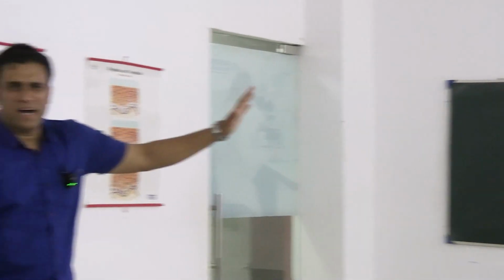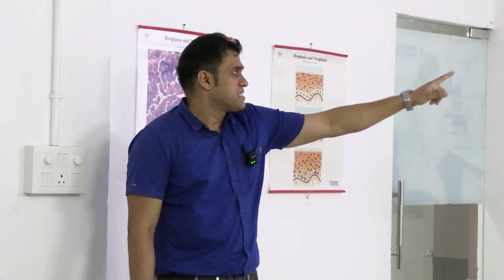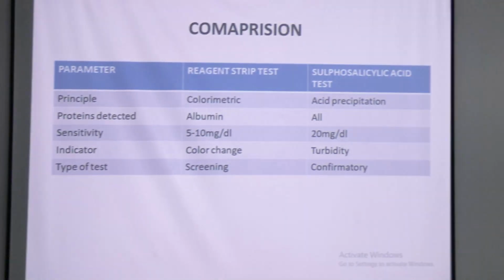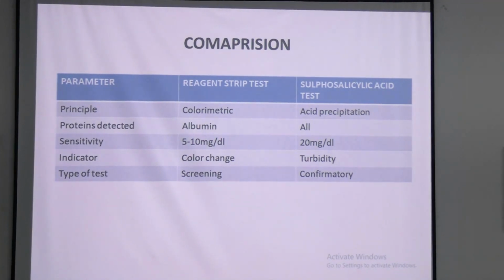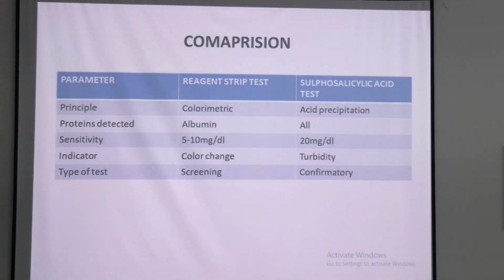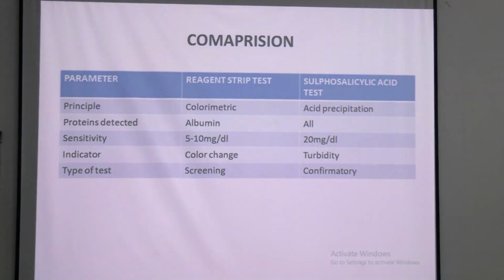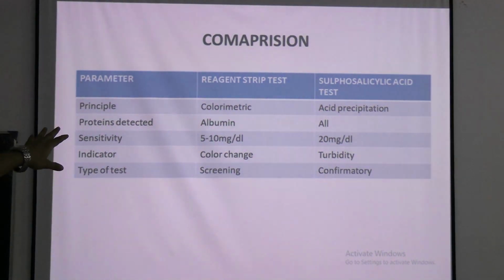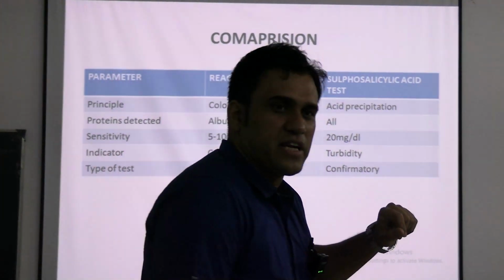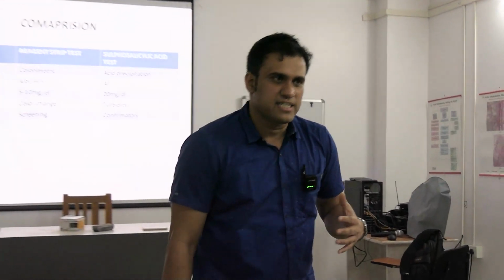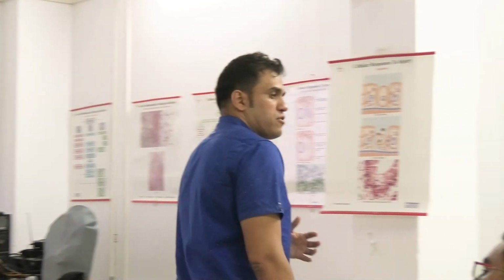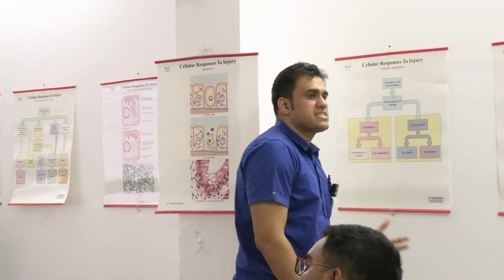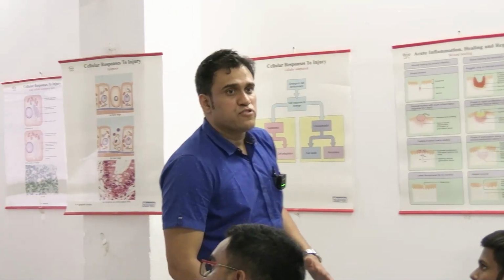So this is a basic comparison between reagent strip test and sulfosalicylic acid test. Reagent strip test is screening, whereas sulfosalicylic acid test is confirmatory. So even though we are going to do heat and acetic acid test, if the examiner asks you what is the confirmatory test for detection of proteins, qualitative confirmatory test, your answer will be sulfosalicylic acid test.